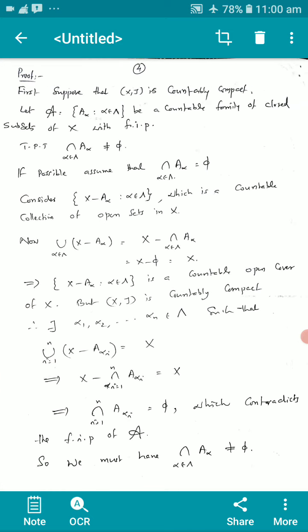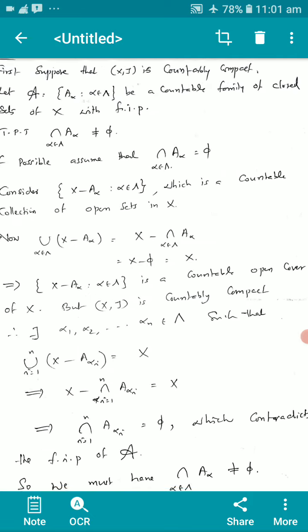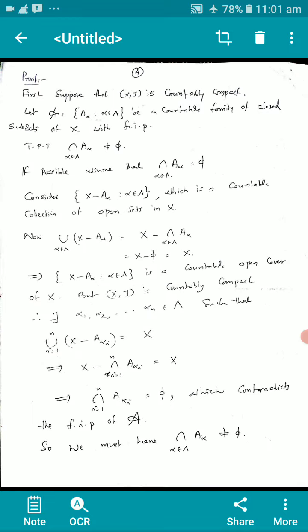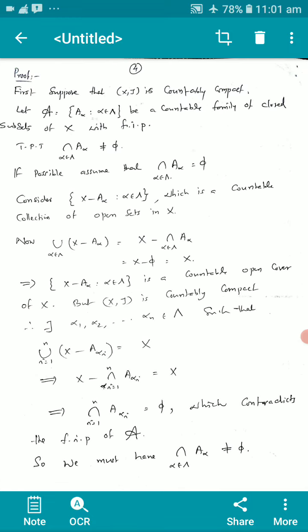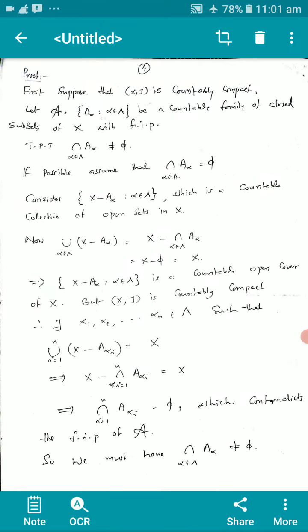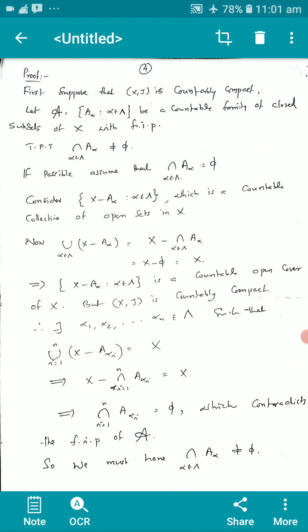First, suppose that X is countably compact. Let the family A, that is the collection of all such E_alpha where alpha is in the index set, be a countable family of closed subsets of X with the FIP, the finite intersection property. What we have to prove? We have to prove that the intersection of A_alpha, where alpha is in the index set, is not equal to phi.